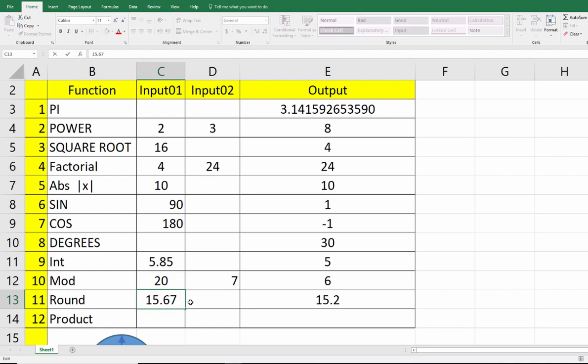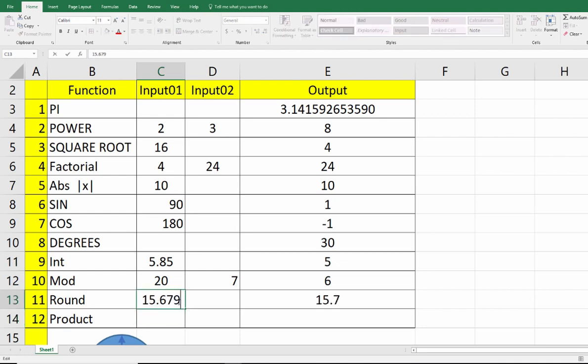Let me do the same thing for 15.67. Guess what the result is? The result will be 15.7, because the value here is equal to 5 or more than 5. For that reason, it will turn the 6 to 7.